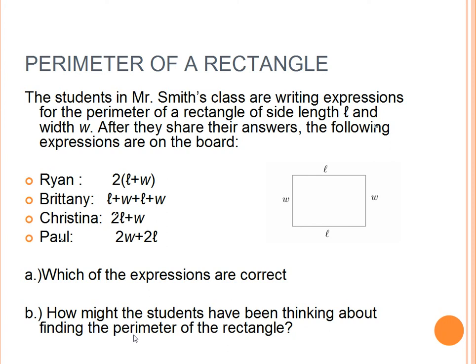Whereas Brittany is going back to kind of what you would do just initially. You take all the side lengths, the length plus the width plus the length plus the width. You go all around the side and add it up. And then Paul kind of simplified it by saying, well, there's 2 widths and there's 2 lengths, so I'm going to take the width and the length and I'm going to multiply each one of them by 2.